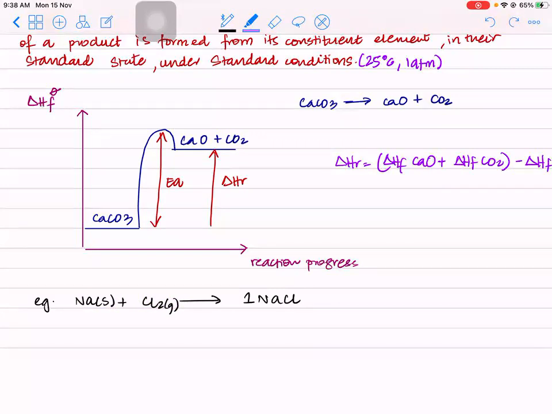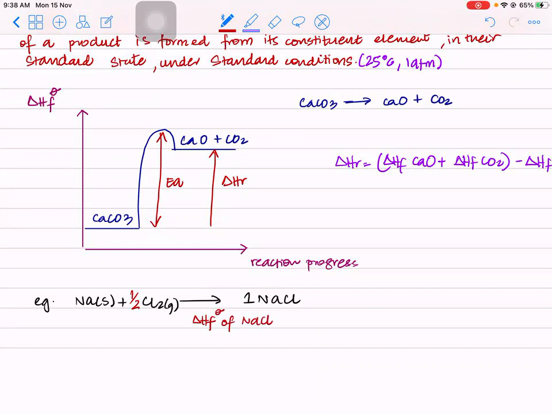Now you have to balance this. So when you balance this, you cannot make this 2. Why? Because for formation, how many moles of product should be formed? 1 mole. So for the Cl, you can't balance it by putting a 2 in front of NaCl. This would therefore be half. Clear? And we will call this what? Enthalpy change of formation of NaCl.